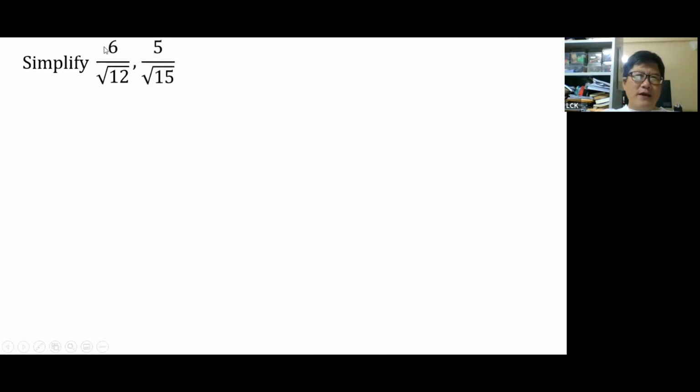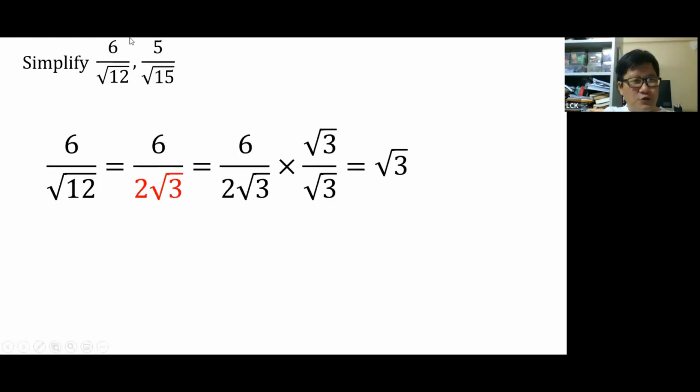Now let's look at something like that. Now, you'll be tempted, okay, 6 divided by square root 12. Ha! It's easy. Let's multiply by square root 12 over square root 12. Well, you could do that, okay? But let me show you another way. So what I'm going to do is, I'm going to say 6 divided by square root 12 equals 6 divided by 2 square root 3.